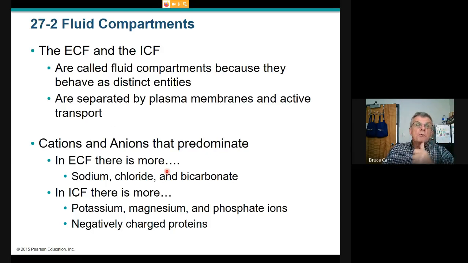You're basically pumping that CO2 out of the body to maintain a low CO2 concentration and to maintain proper hydrogen ion balance. In the intracellular fluid, those ions that we find are going to be more associated with the metabolic reactions in the cell. So potassium, magnesium, and phosphate are all used on a regular basis from inside the cell.